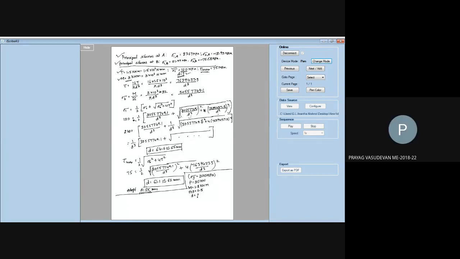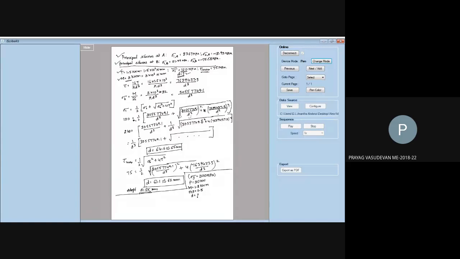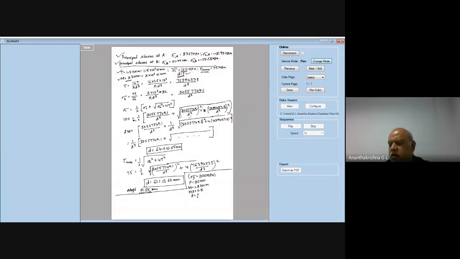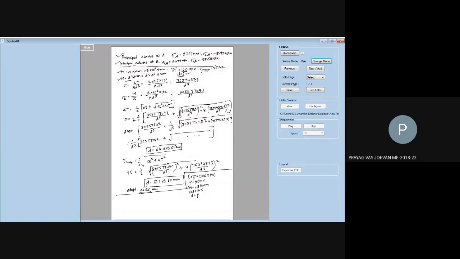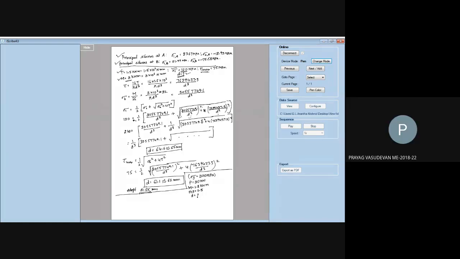A round rod made of steel, sigma y equal to 300 megapascal, is subjected to a tensile load of 30 kilonewton and a bending moment of 1.8 kilonewton meter. Taking factor of safety as 2.5, determine suitable diameter of the rod.